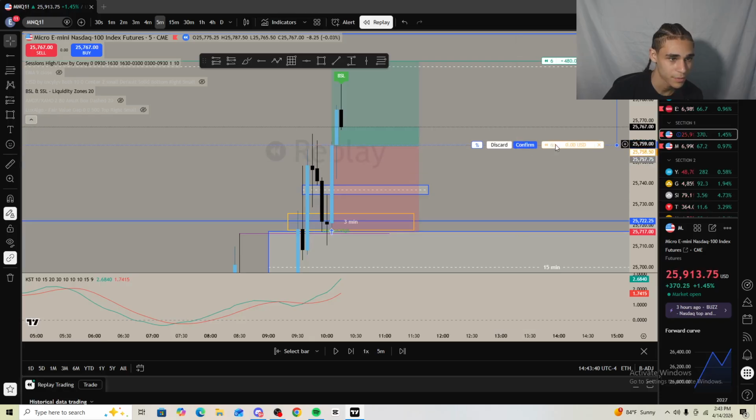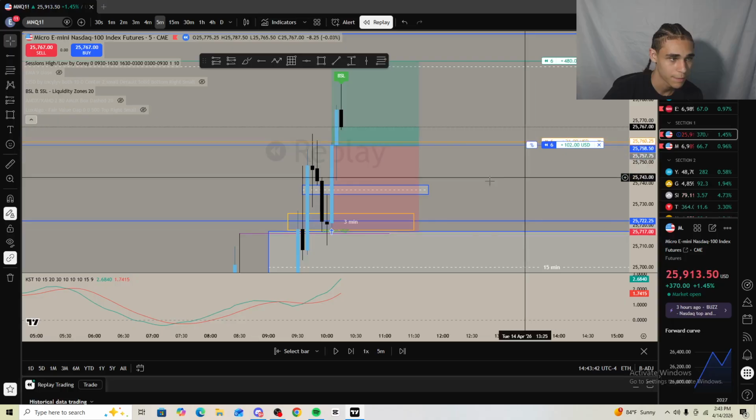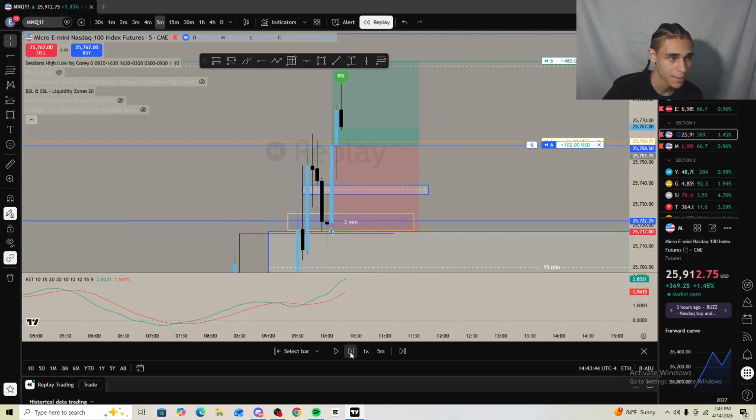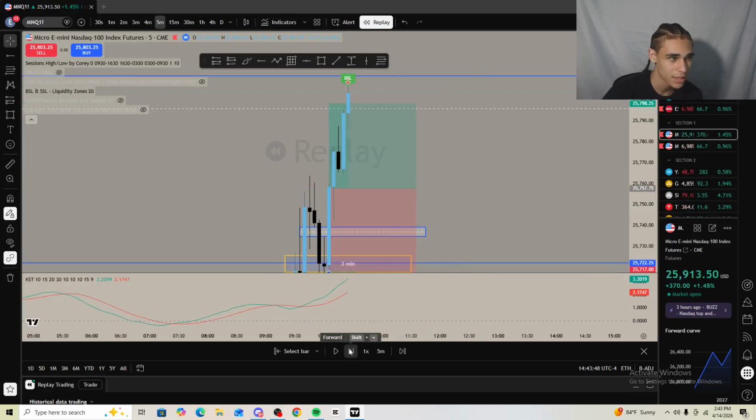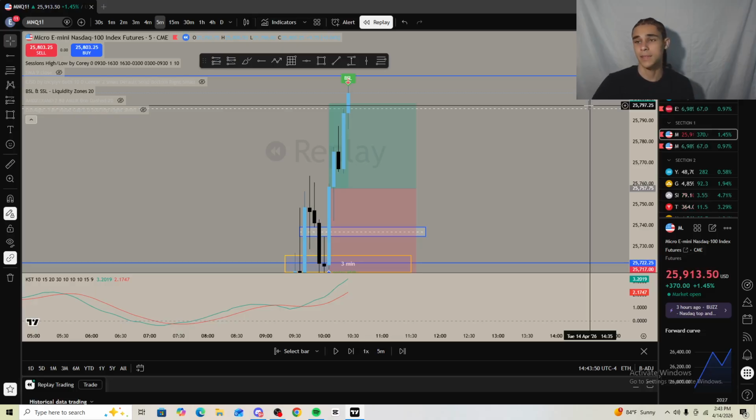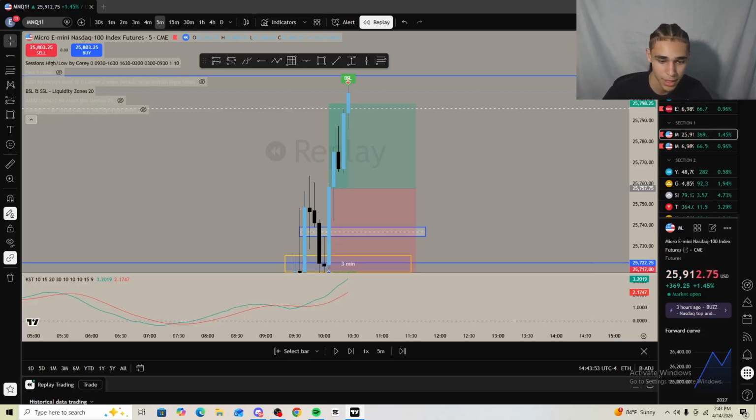Can I confirm it? I guess not. Let me just put it up a little bit more. Confirm, boom, 5-minute gap protecting us. Boom, go up one more. I think we had a little bit more drawdown on this next candle, and we hit TP. Perfect textbook trade.